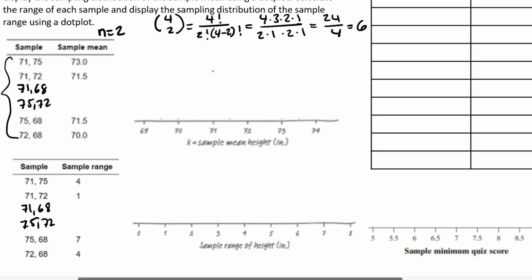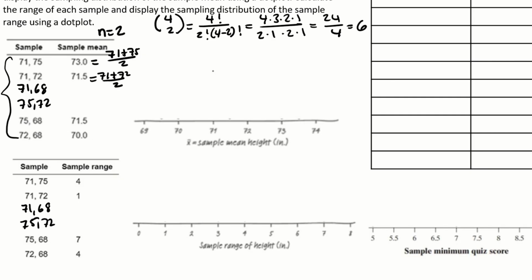Okay, so now that we have all the possibilities of sample size 2, we're going to do the sample mean of each. Remember, the sample mean is when you add them up and divide by 2. So how did we get this? We got this by doing 71 plus 75 divided by 2. And we got this by doing 71 plus 72 divided by 2.